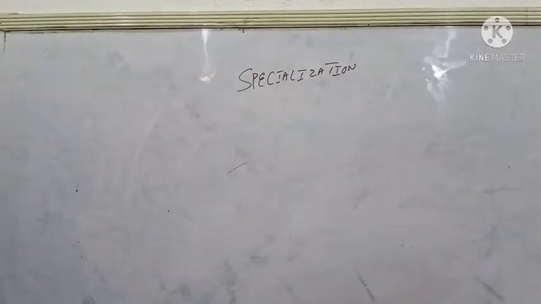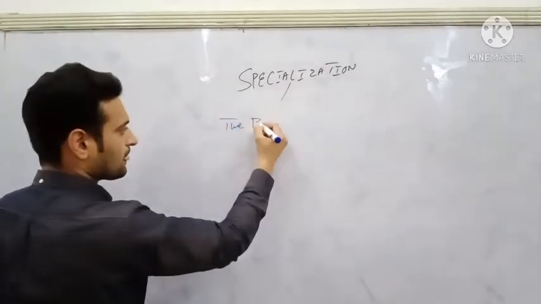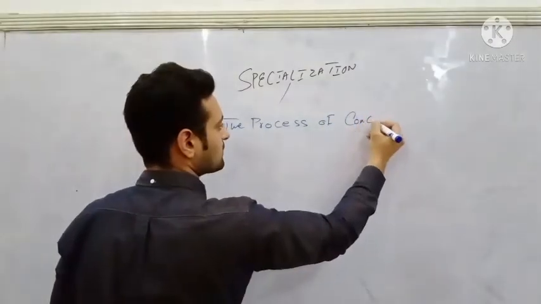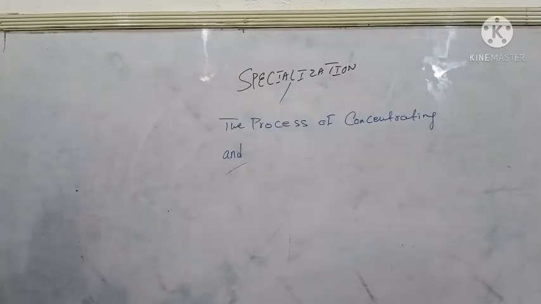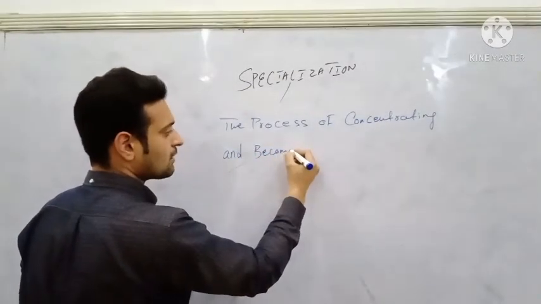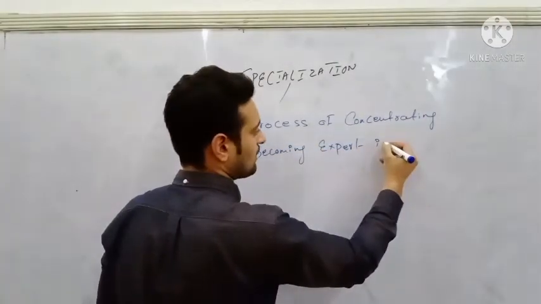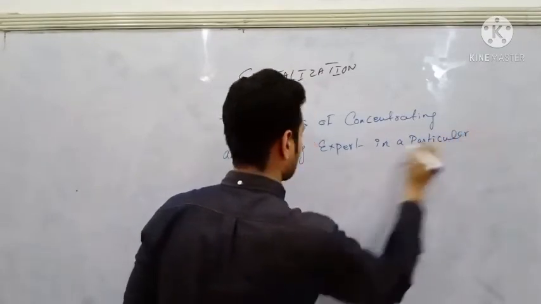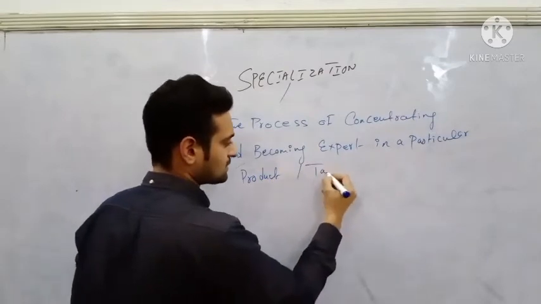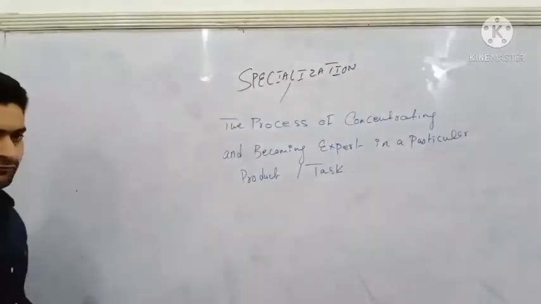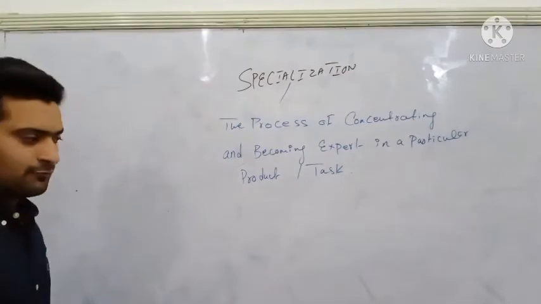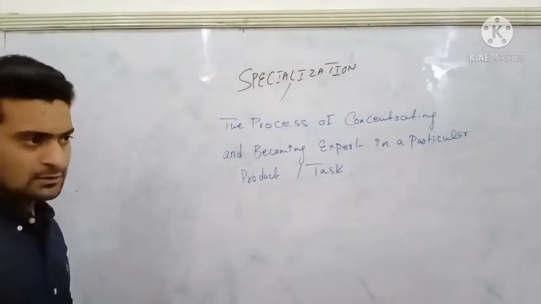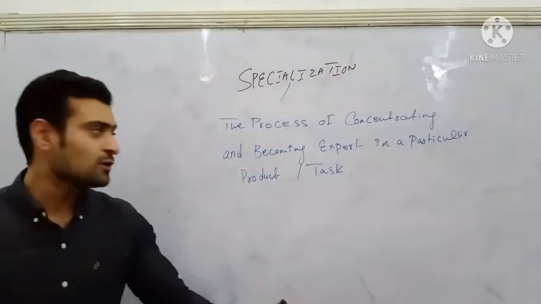What is specialization? As we already know, it is the process of concentrating and becoming expert in a particular product or task. Yes. So we can say that if I am expert in economics, I have the specialization of that product, of that work. If one can make leather jackets very well, he or she has a specialized knowledge of making good leather jackets.